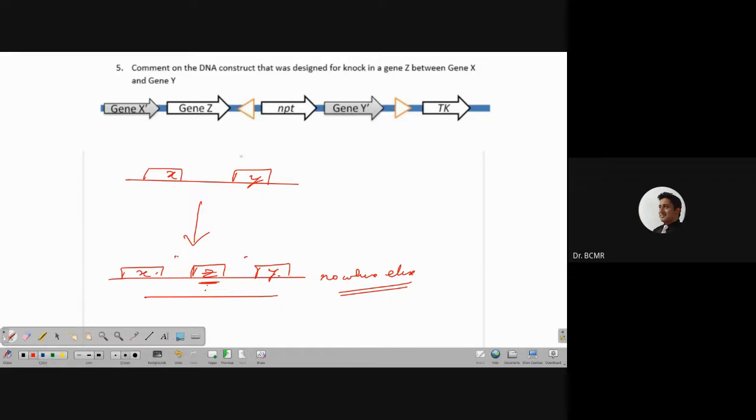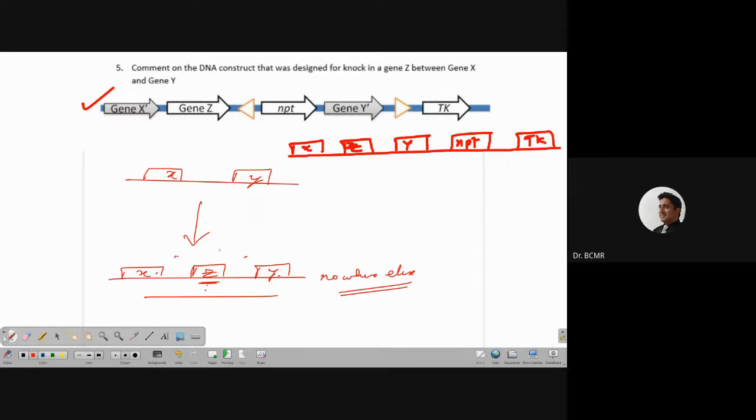That's why what I was asking is, you tell me the genes, what should be there from this end, and then I'll keep writing, and then we will know. What gene should I do? X prime, X, then gene Z, then Y prime, then gene Y, then NPT, and then TK. Okay, what about the arrowheads? What are they?